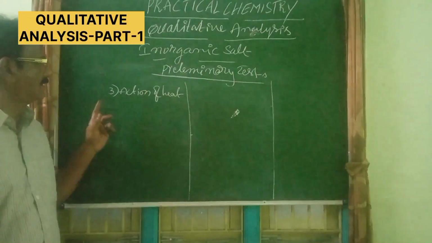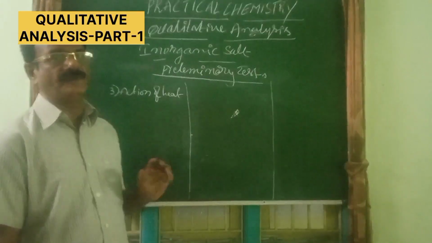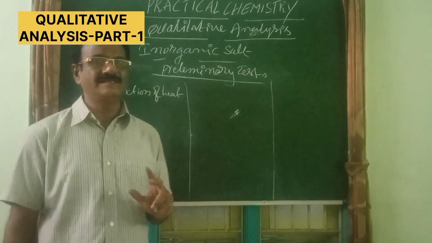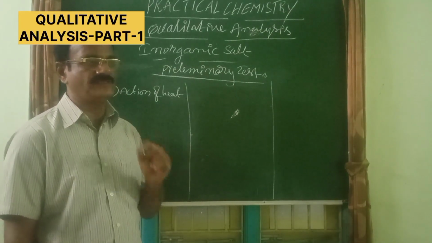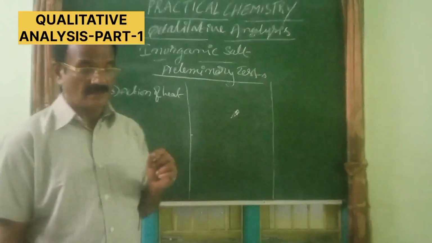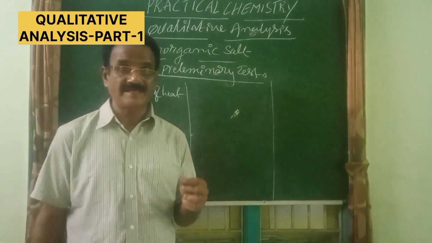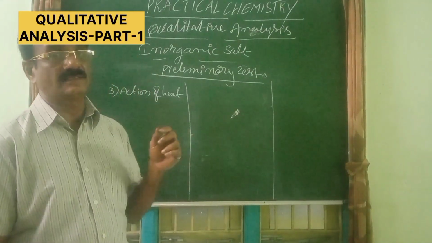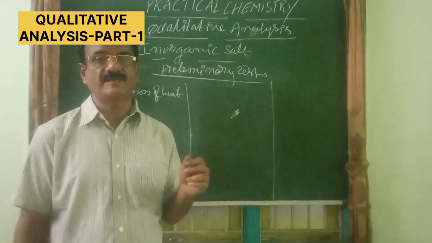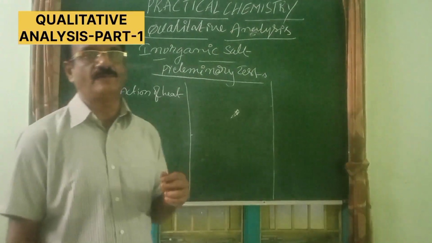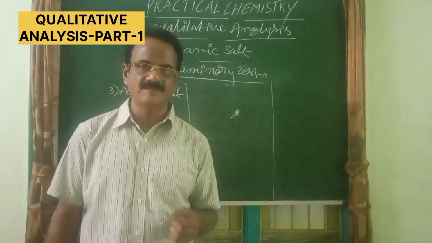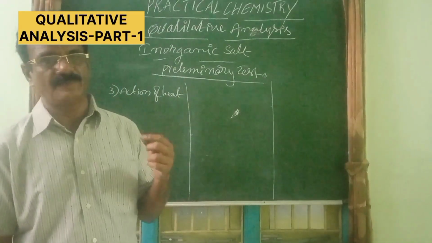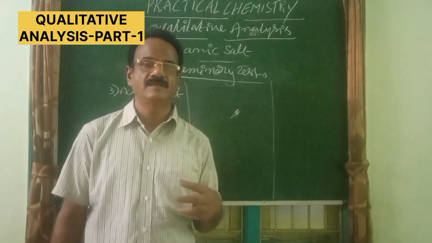Let us see the third preliminary test, action of heat. In this test, the student is to take a pinch of salt into a dry test tube, and the test tube is carefully kept in the oxidizing flame of the Bunsen burner. Is it clear? The oxidizing flame of the Bunsen burner means the blue color flame. When kept in the blue color flame, what happens to us is the observation.